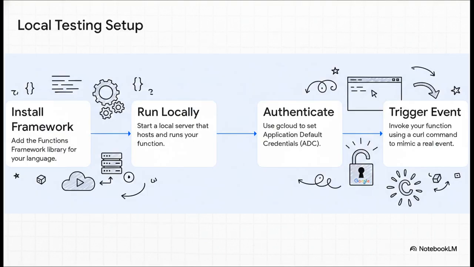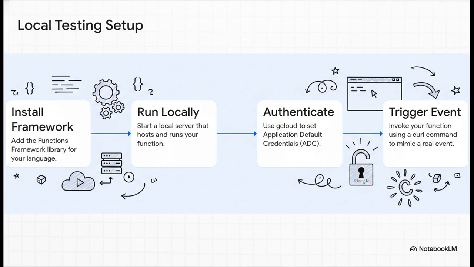And getting started is surprisingly simple. You just install the framework, you start a local server, and then you authenticate your command line to Google Cloud. You do this using something called Application Default Credentials, or ADC. And this part is key. It's how your local code securely finds and uses your cloud credentials to talk to other cloud services just like it would in production.